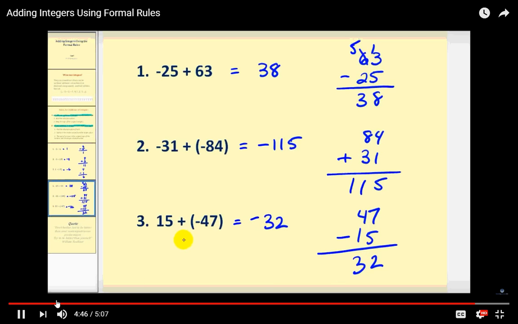Okay, so that's how you can add integers using the formal rules.